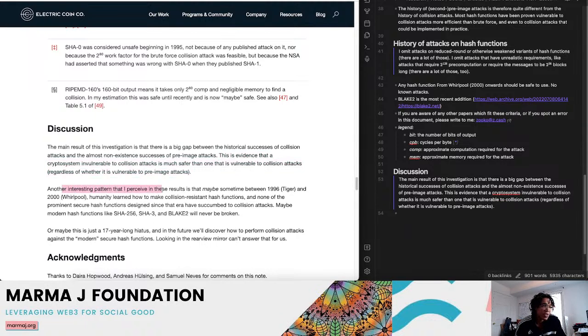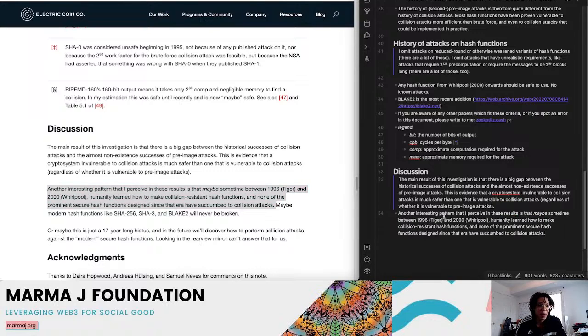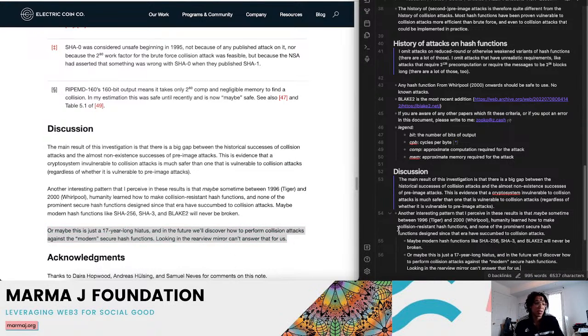Another interesting pattern that I perceive in these results is that maybe sometime between 1996 and 2000, humanity learned how to make collision-resistant hash functions, and none of the prominent hash functions designed since that era will likely be broken. So this is kind of what I already saw from the data. It seems valid. This is kind of the sub point. So I'm just taking down what the author wrote in ways that I can look at more simply later. So apparently we don't know actually, and these things could still be broken.